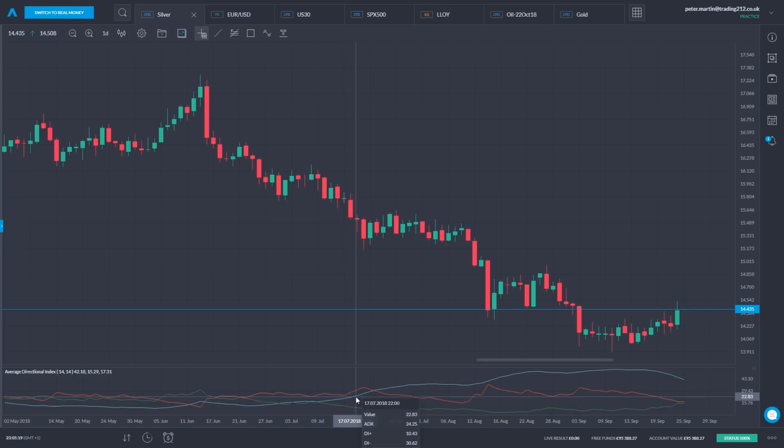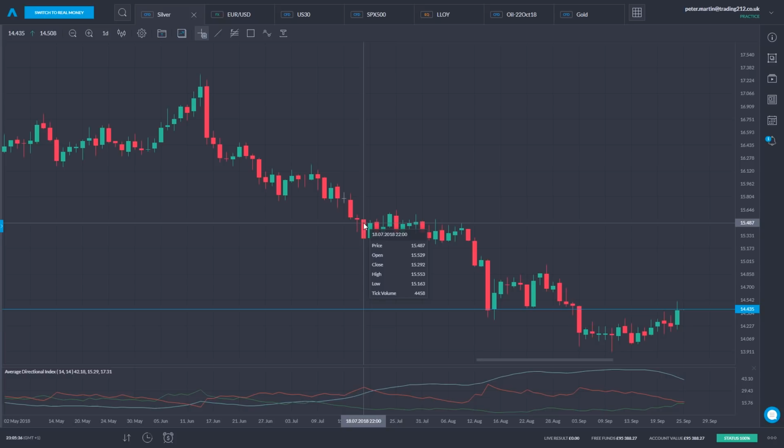We can see that the red DI minus is staying in the ascendancy, it's above the green line after that cross where it crossed above it, the bearish signal, and we get a switch from 24.25 on this day to 26.57 in the ADX. So that's the ADX crossing above that key 25 point on the 18th of July. So that's this candle here.